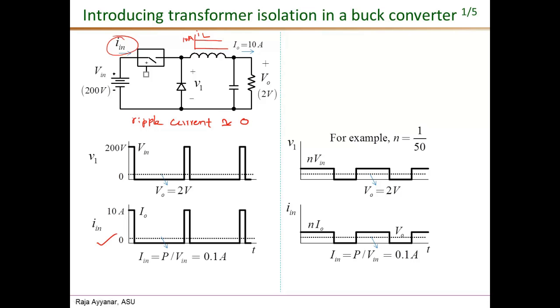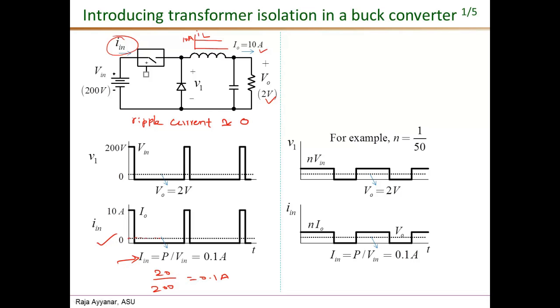So under this assumption, if I were to draw the input current, it would look something like this. When the switch is on, the current is the same as the load current, 10 amperes, and when the switch is off, the current is 0. Okay. And the average of this is given by this dotted line. I can get this by taking the average of this entire IN, or I could use power balance as done here. So the input power, same as the output power, is 2 volts times 10 amperes, that is 20 watts, divided by an input voltage of 200 volts.